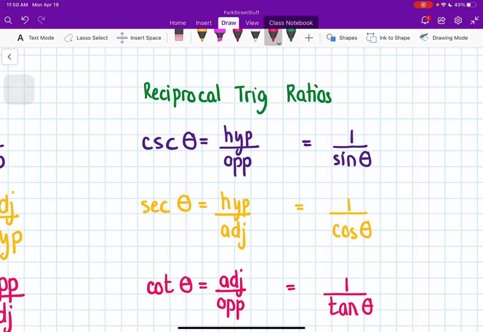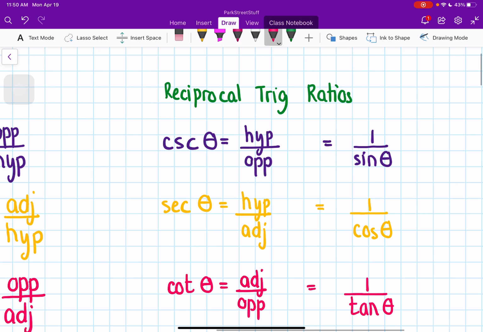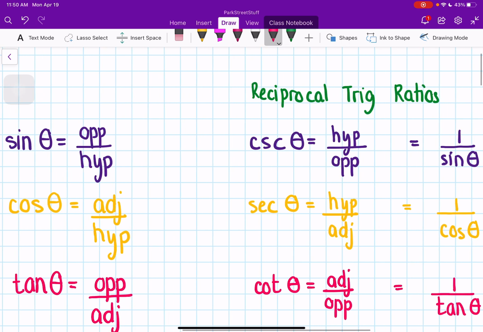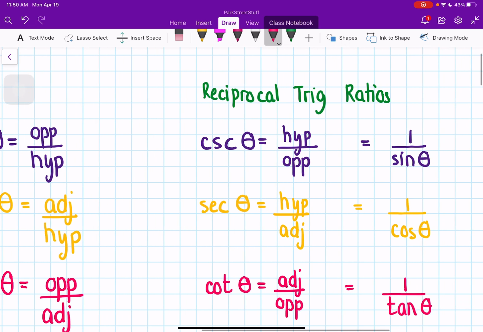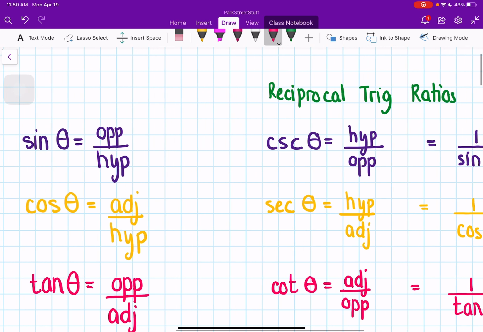However, if we were just looking at a right angle triangle and we needed cosecant or secant, then we would just go and take sine, and if you take the inverse of that or the reciprocal, it becomes hypotenuse over opposite. So just remember how we match those up.